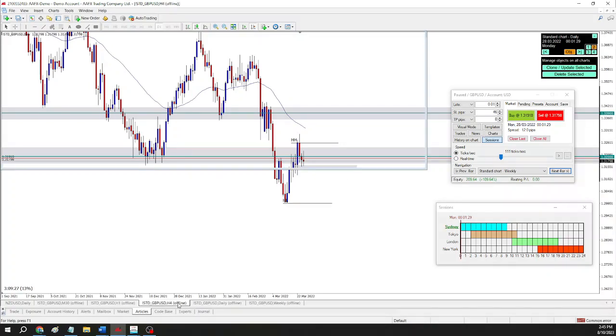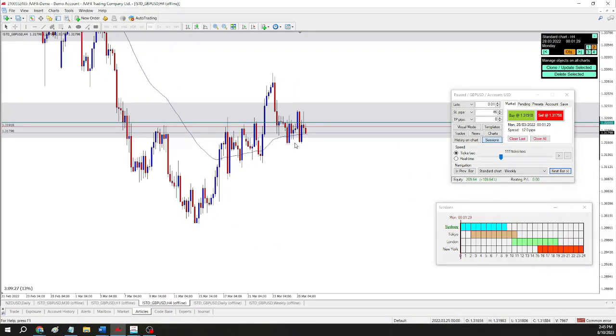Then let's go to the 4 hour. The 4 hour, this was a higher low and this was a higher high. So let's mark that up.